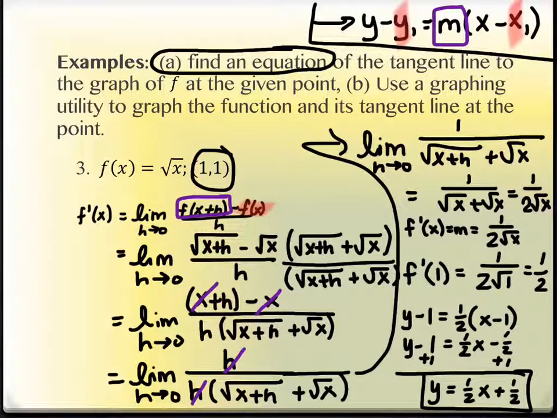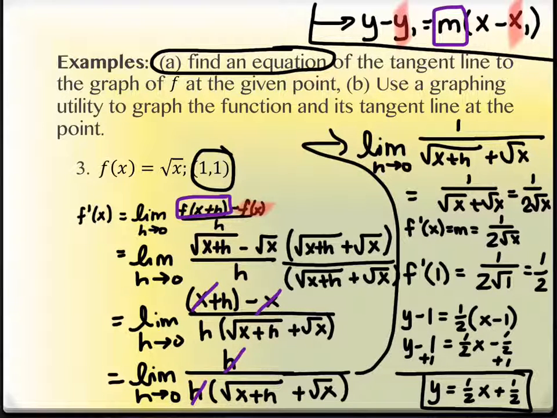Yes, ma'am. On that part, where it takes us to 1 over 2 square root of x, did you plug in 0 for the h? I did, yes. And that's why you see the limit went away. It's because we did actually let h be 0. Good question.